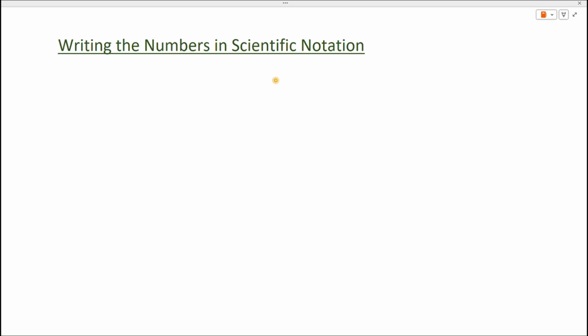Hello, today we learn how to write the given numbers in scientific notation. So scientific notation is a specific way of expressing numbers where the numbers are written in A times 10 raised to the power of B form, where A is any number less than 10 and here B could be any integer. So let us look into one example to start with.